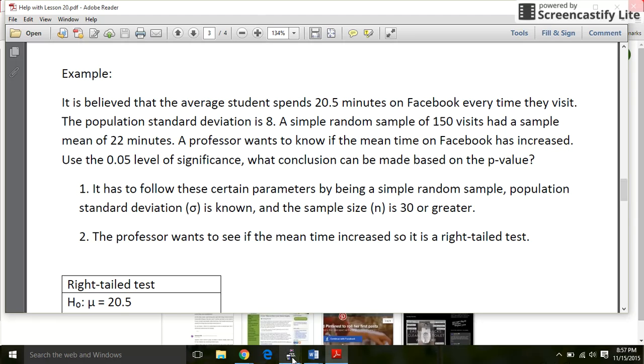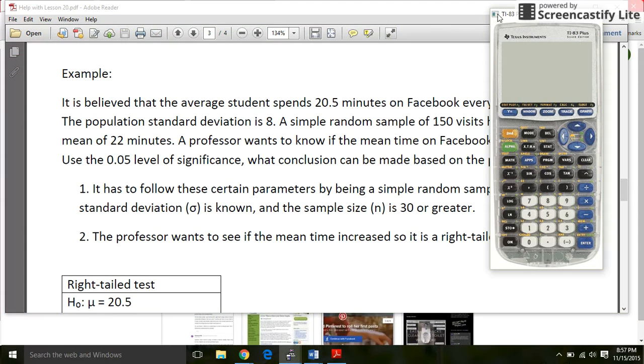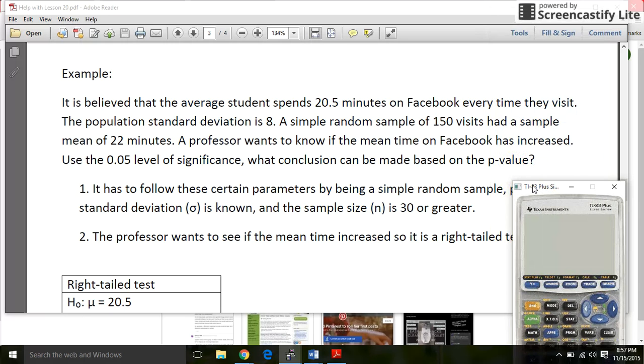It's believed that the average student spends 20.5 minutes on Facebook every time they visit. The population standard deviation is 8. A simple random sample of 150 visits had a sample mean of 22. A professor wants to know if the mean time on Facebook has increased. At the 0.5 level of significance, what conclusion can be made based on this p-value?